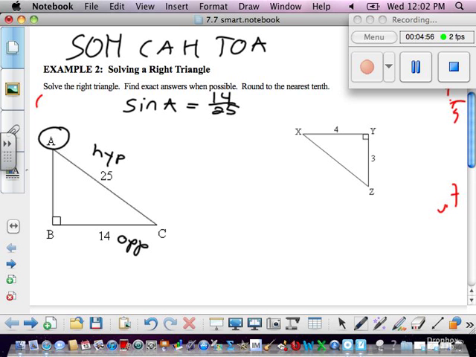Okay, so now I can go right to my calculator. I'm going to do the inverse function. So I'm going to go to trig, sine with that -1. 14 divided by 25, or you could find the decimal equivalent first, but I think that's just one more step to do. And I'm going to round to the nearest tenth, so 1 decimal place. So I get 34.1. So A equals 34.1 degrees.